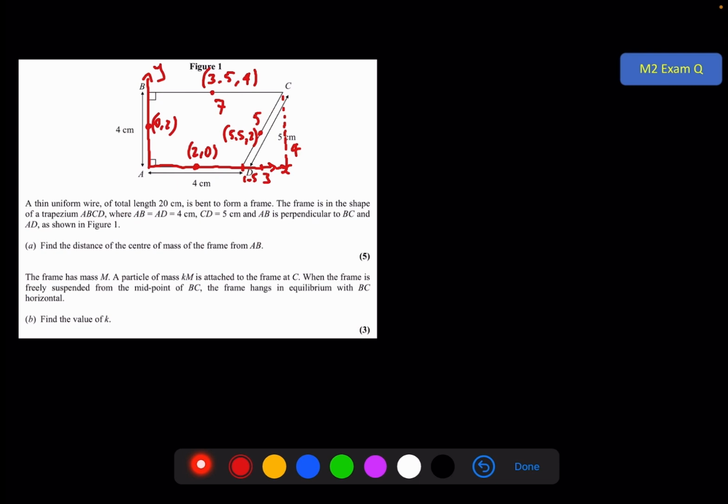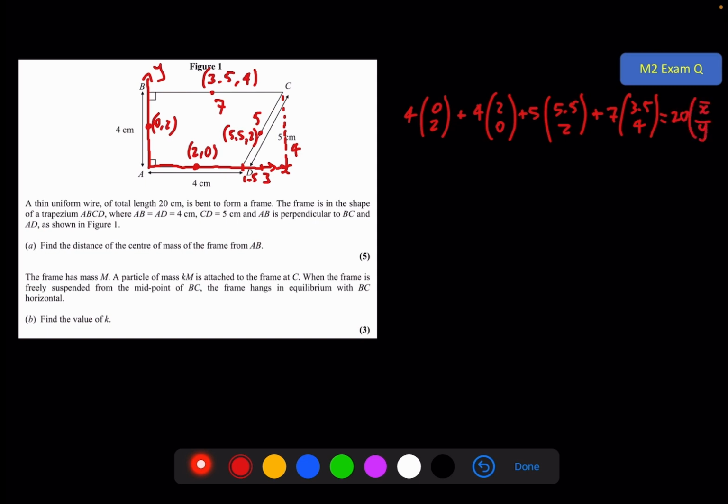Following our usual procedure, AB is 4 centimeters in length, so that's a relative mass in a uniform wire of 4 times its midpoint (0, 2). AD is 4 times (2, 0). CD is 5 times (5.5, 2). BC is 7 times (3.5, 4). And that all has to equal the total relative mass, which is the total length, 20, times (x bar, y bar).